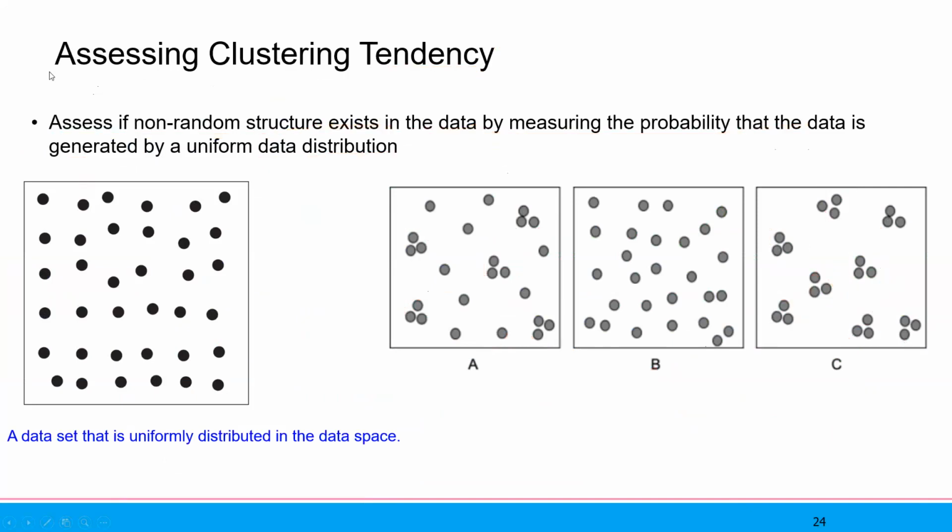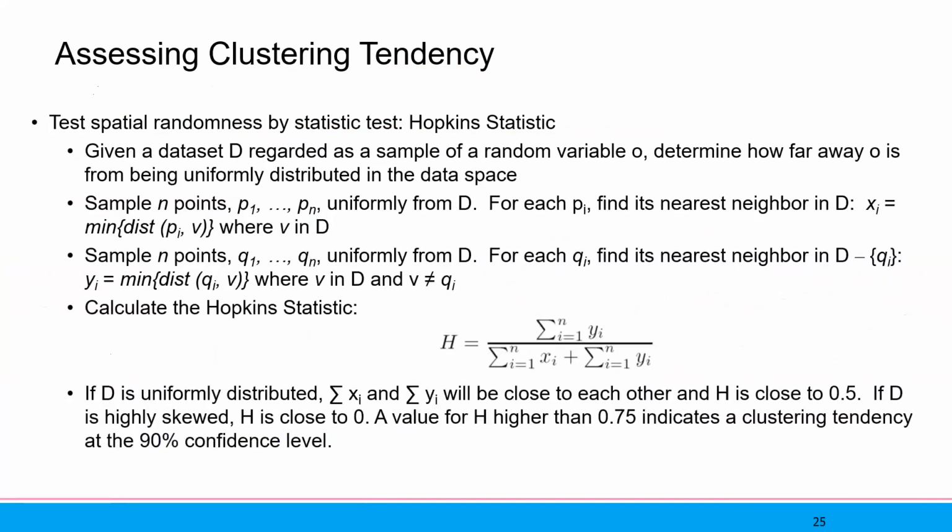And the idea of the evaluation is based on this tendency. There is one measure, we call it the Hopkins statistics. Given a data set T regarded as a sample of random variable, it determines how far away it is from being uniformly distributed in the data space. So let's say we have points from P1 until Pn, and they are uniformly from D.